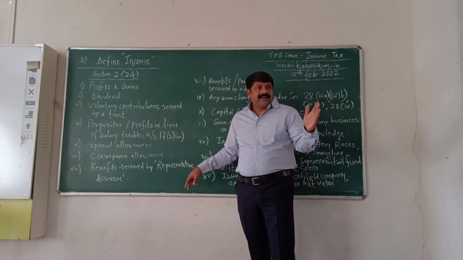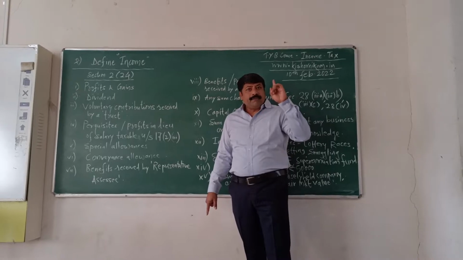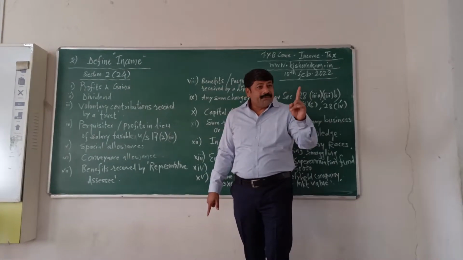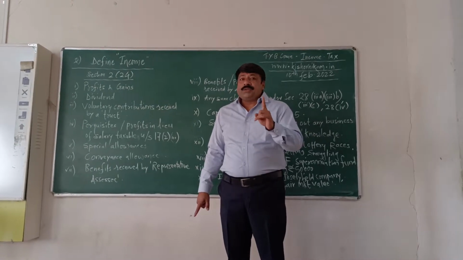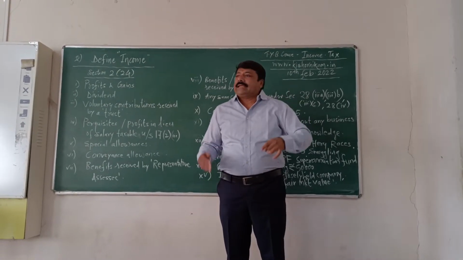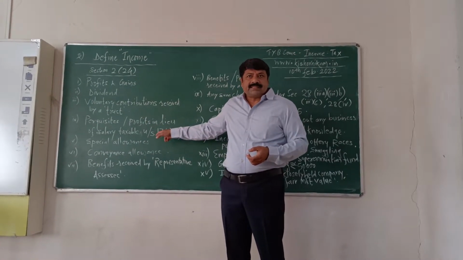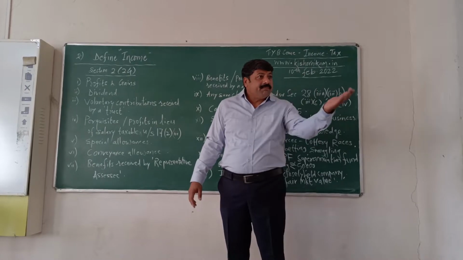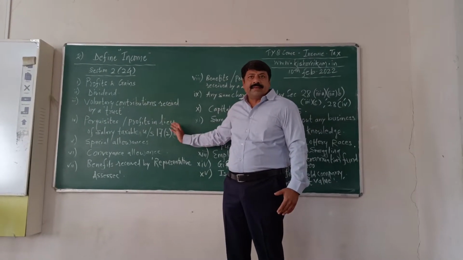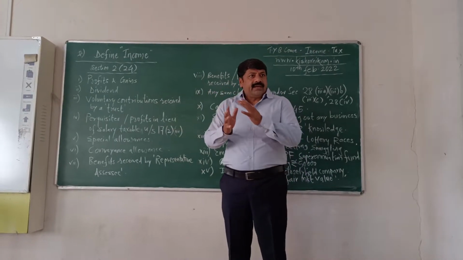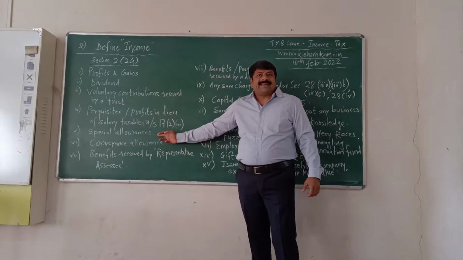Various examples are there. Rent-free accommodation given by employer to employee, rent-free furnished accommodation or rent-free unfurnished accommodation, or furnished or unfurnished accommodation given at a concessional rent. These are the examples of perquisites. Car provided by employer to employee, perquisites or profits in lieu of salary. So that will be converted into monetary terms and it will be brought under tax net.